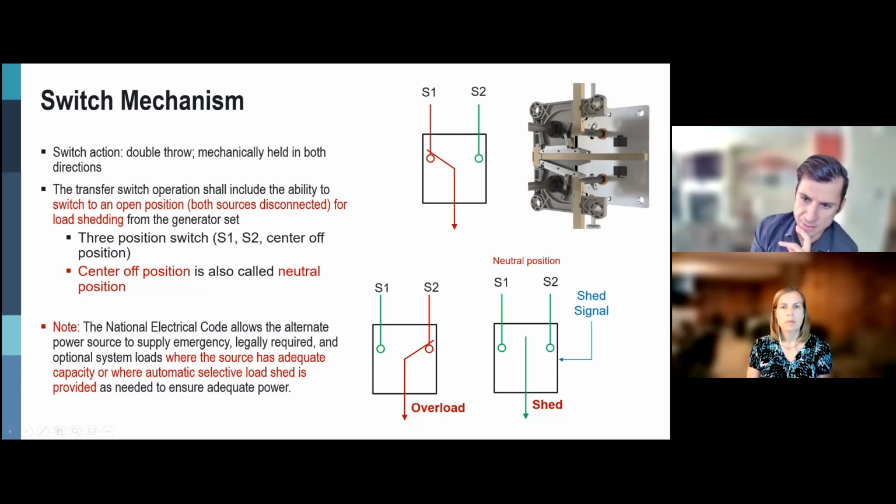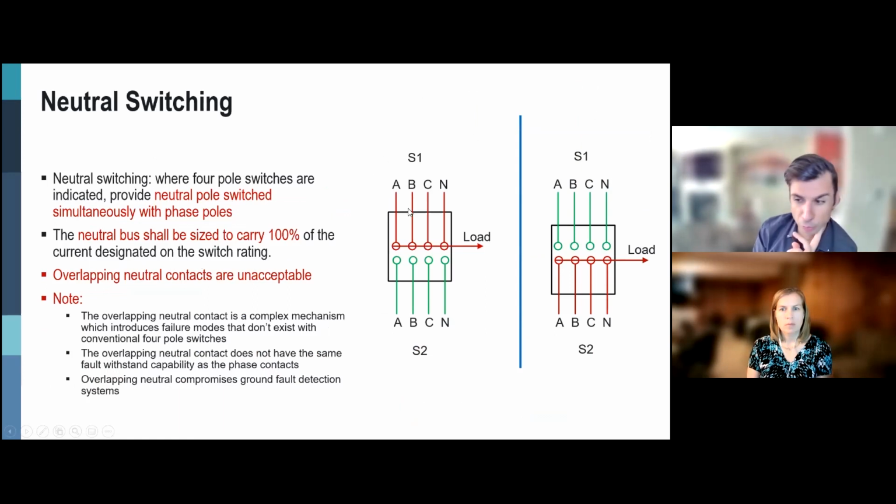So this is known as a 3-position transfer switch, because the load can be connected to source 1 or source 2, or it can be in this neutral position, the center off position. Don't confuse that with neutral switching. Neutral switching is when we have 3 poles, A, B, and C, and the neutral, and we say that this is simultaneously switched.